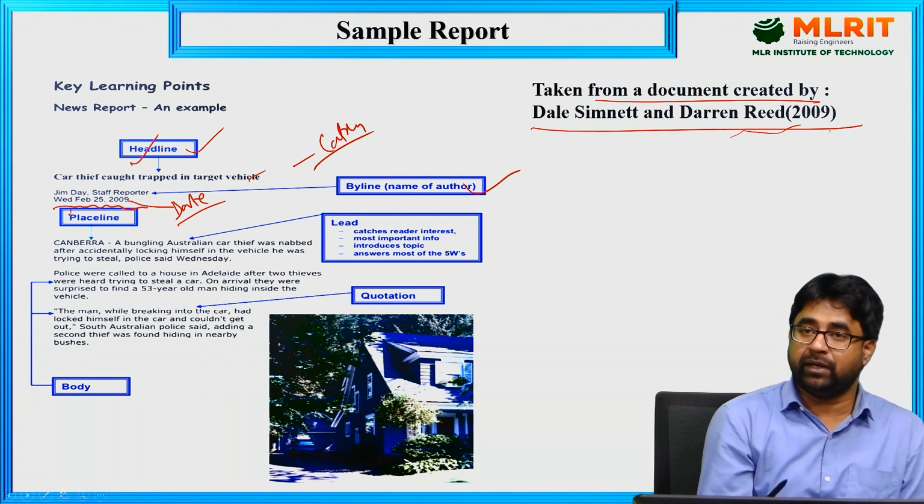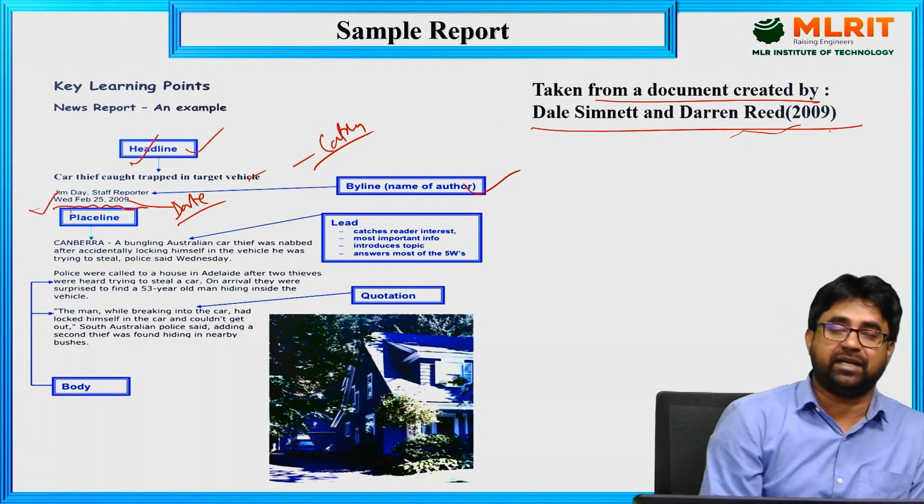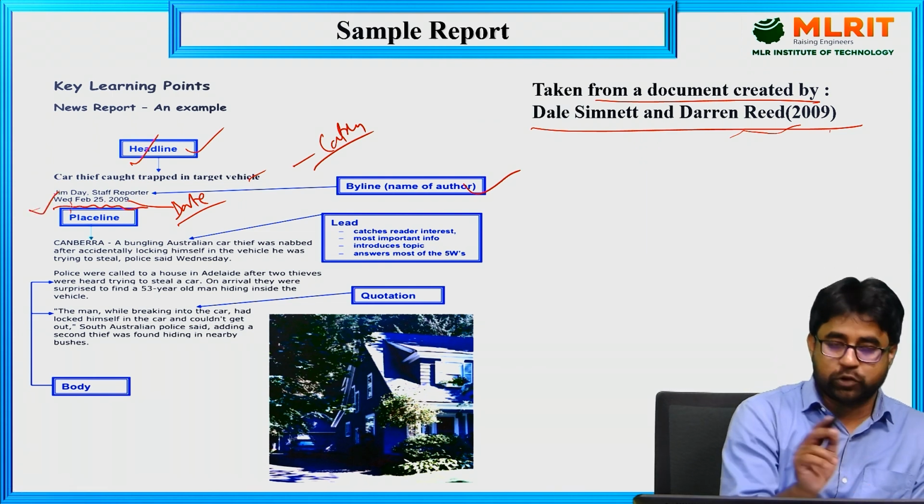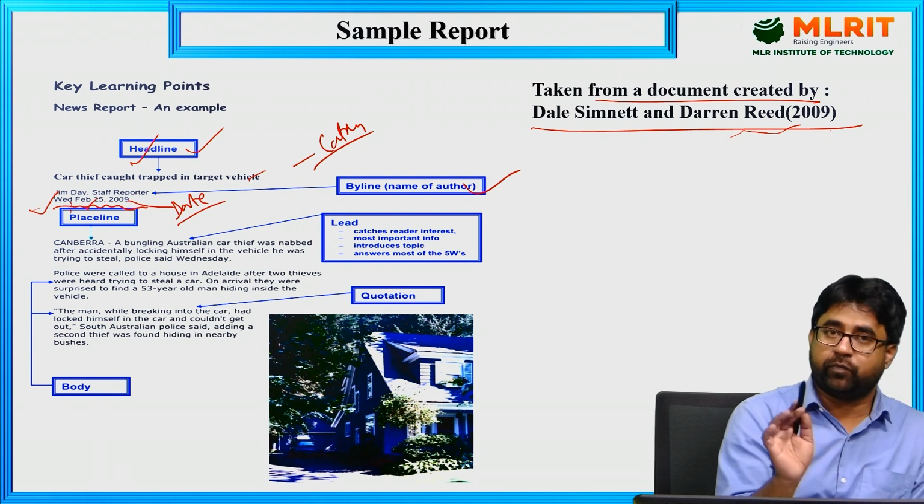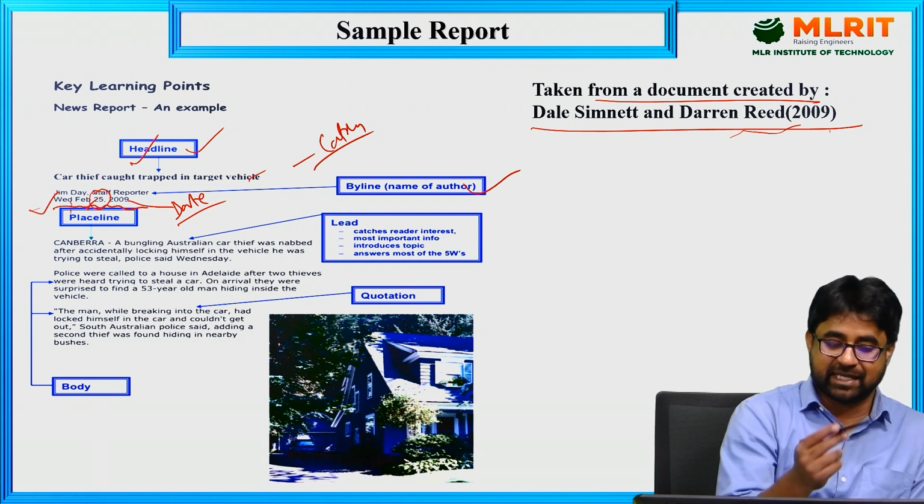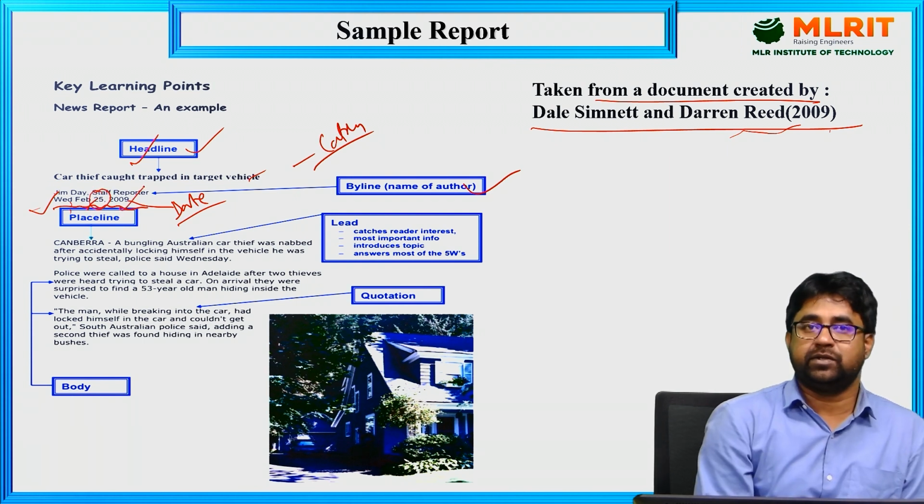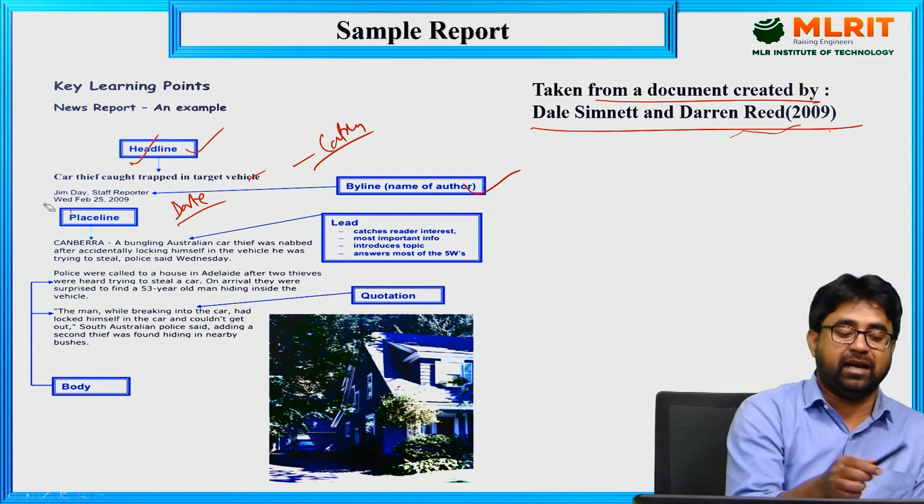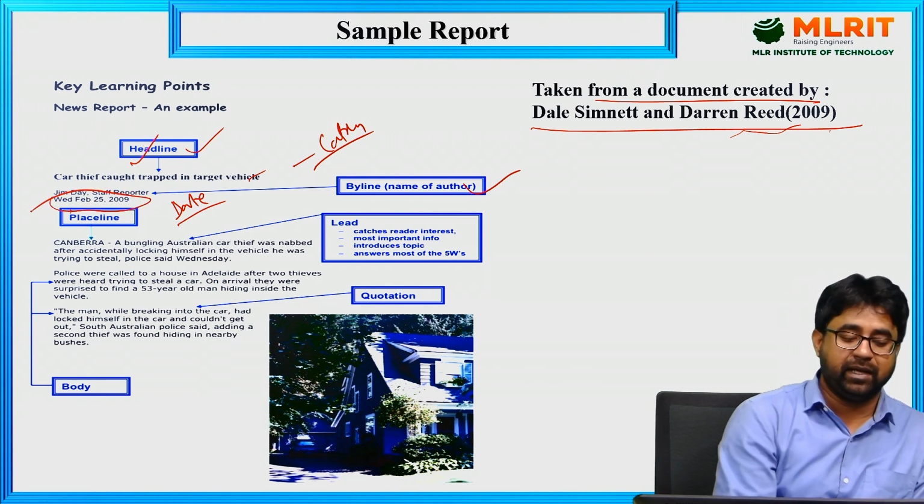When you are writing a news report, please use this constant format. First the day in short form, then the short form of the month, then the exact day of the month, and then the year. So this is how you write the date line. Please remember this, right? And then the place line.